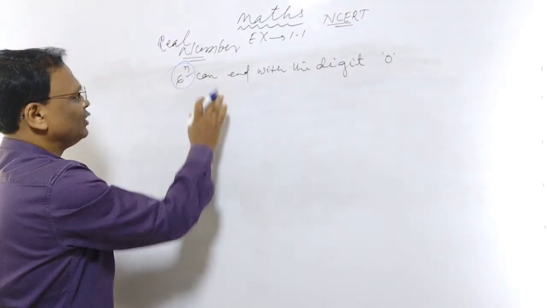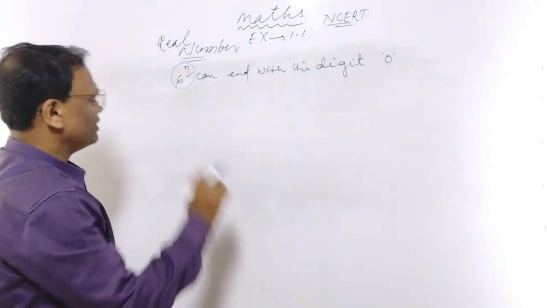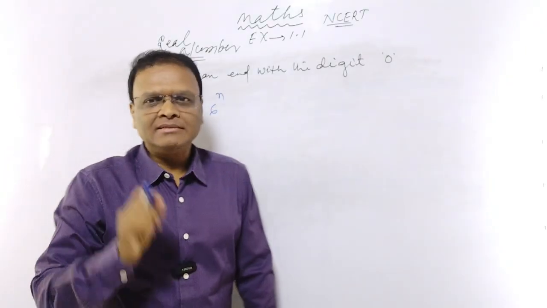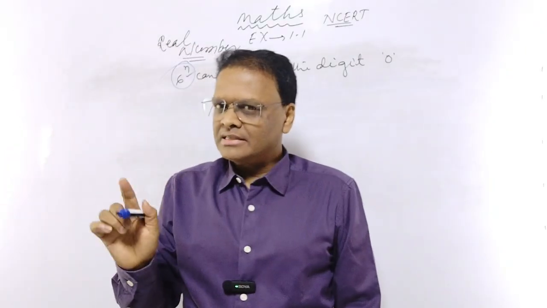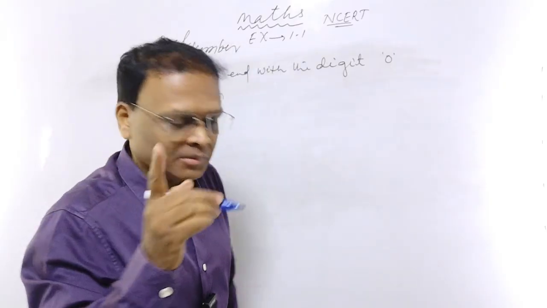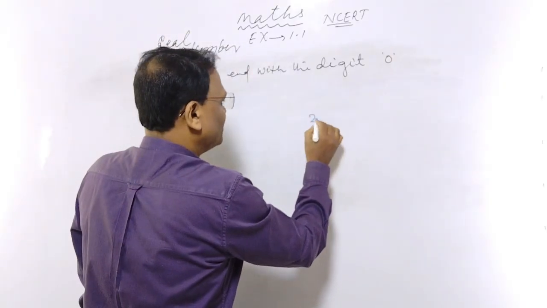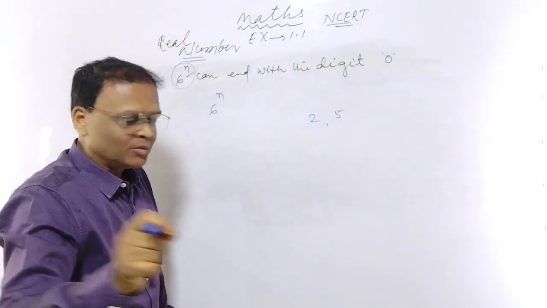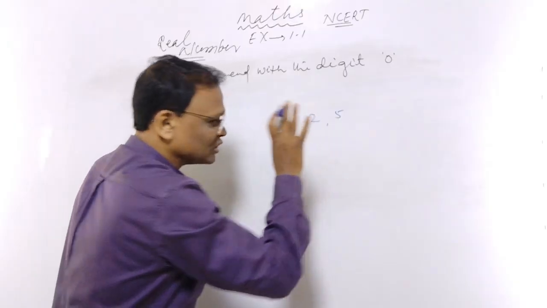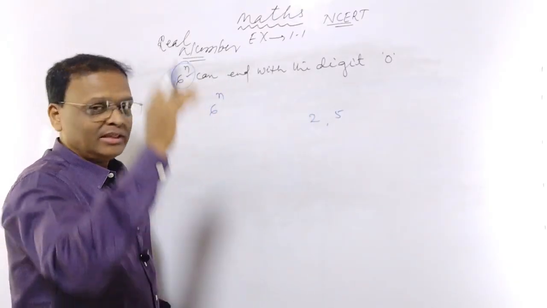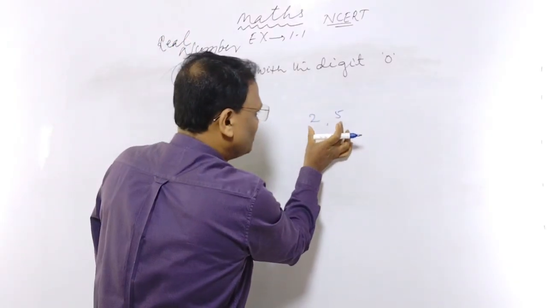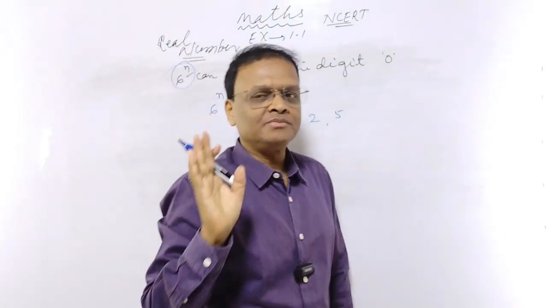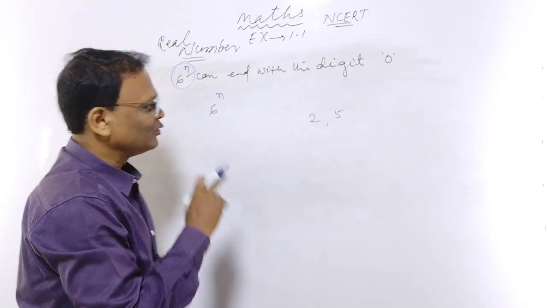Okay, the same question if I do by the prime factors method. What is given? 6 to the power of n. Here are basic things you must know. To end with the digit 0, we need two prime numbers, and these two must be there in the prime factors. If both are there, then definitely the number will end with 0. They are 2 and 5. Why? Because 2 times 5 is 10.